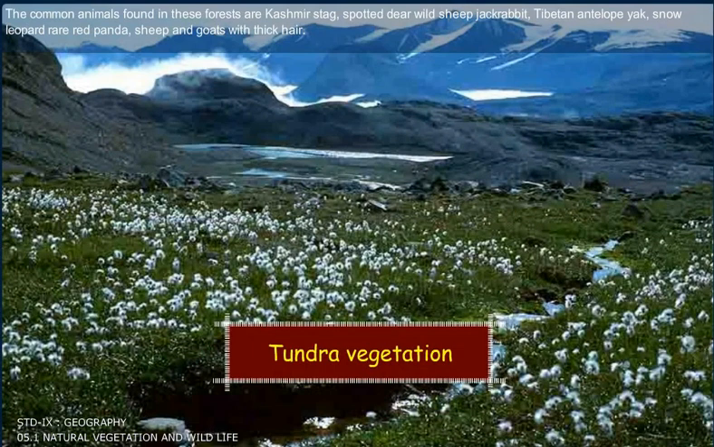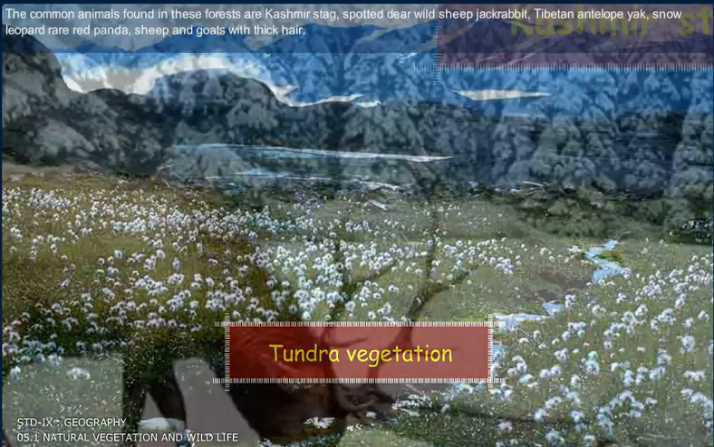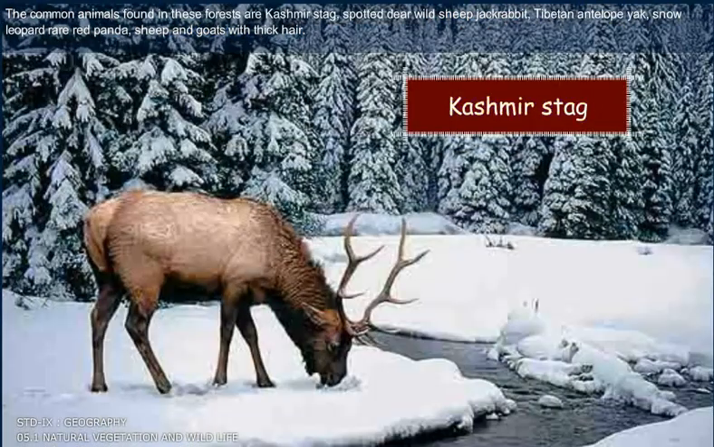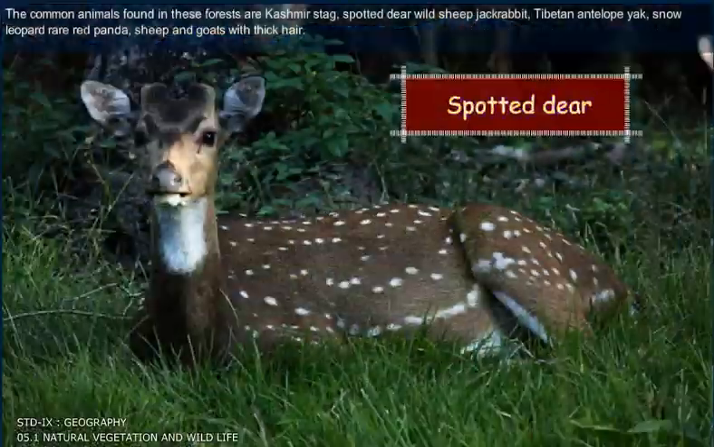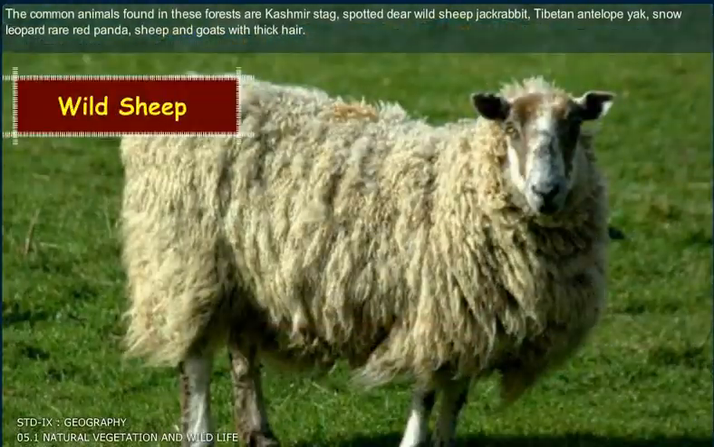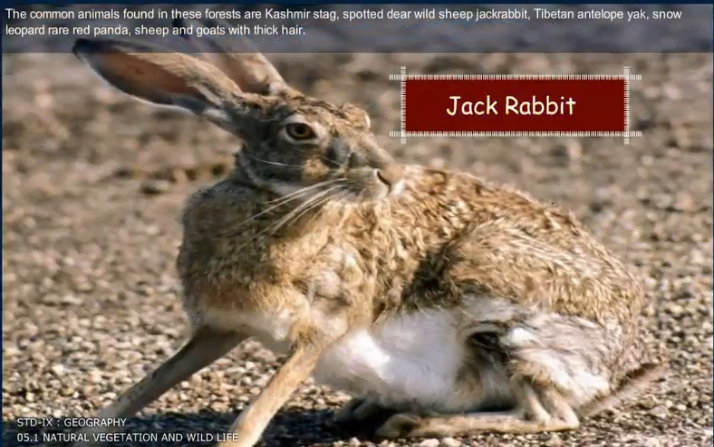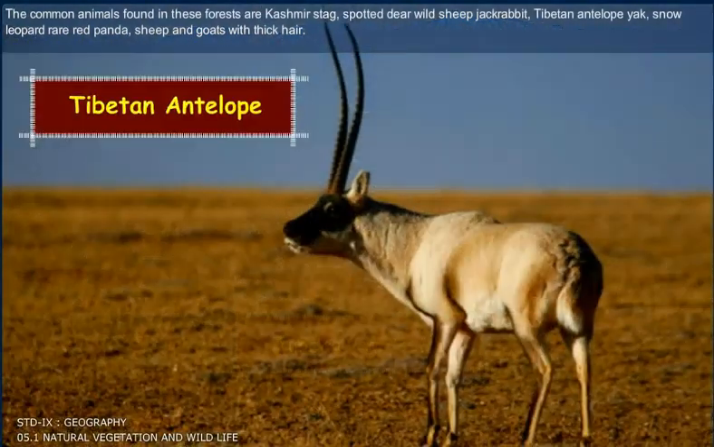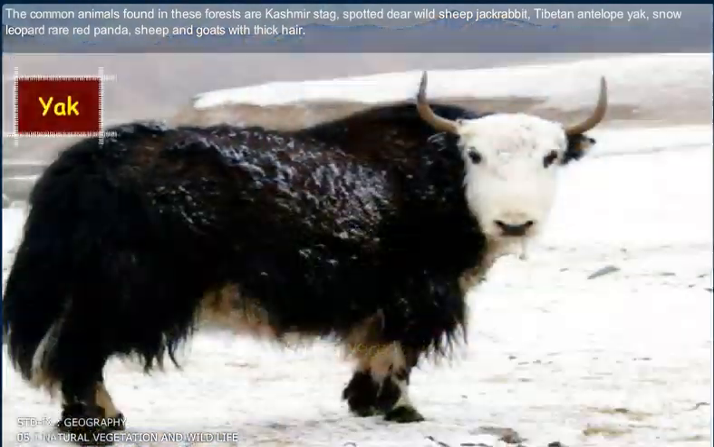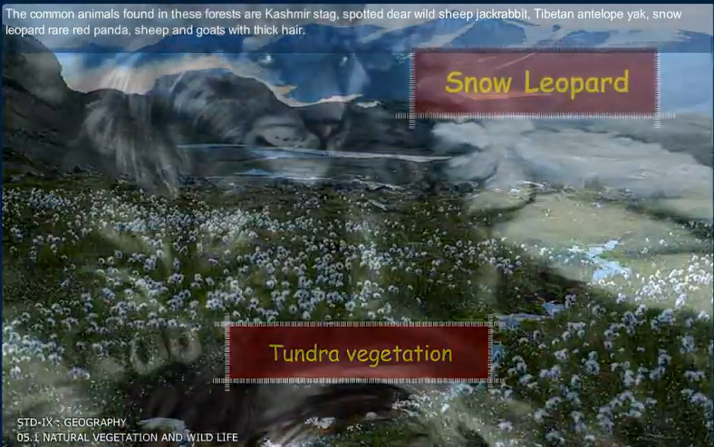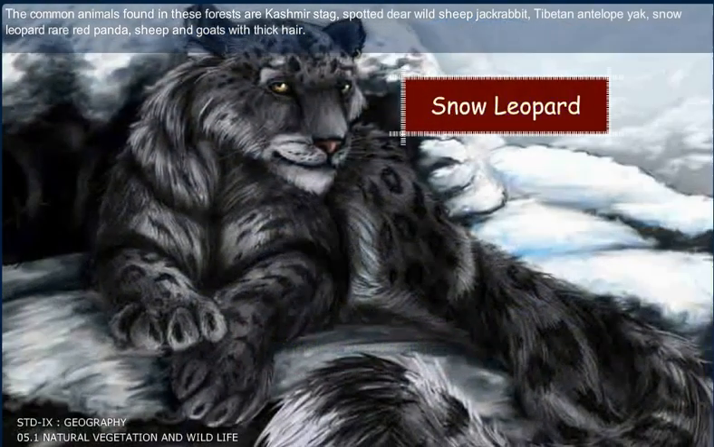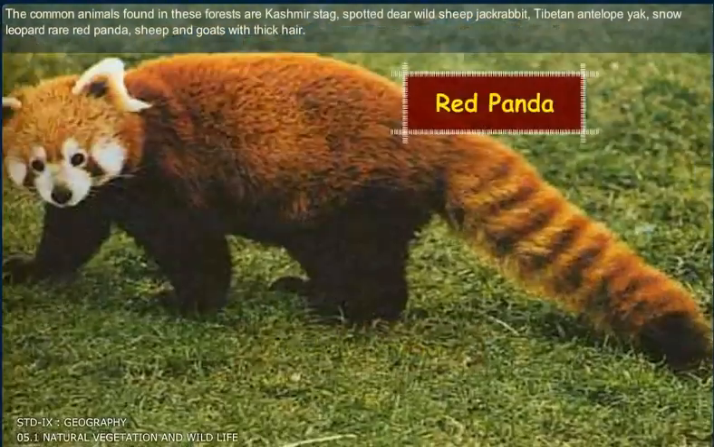The common animals found in these forests are Kashmir stag, spotted deer, wild sheep, jackrabbit, Tibetan antelope, yak, snow leopard, rare red panda, sheep, and goats with thick hair.